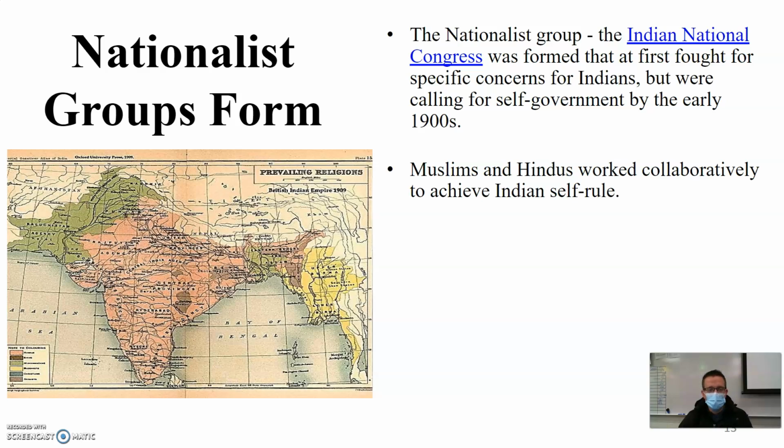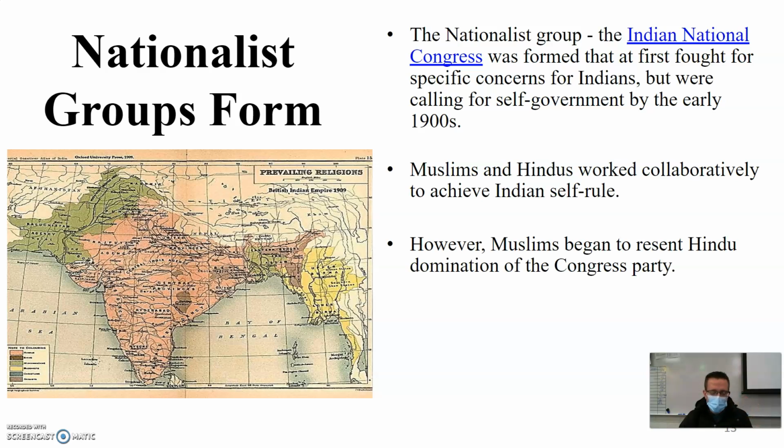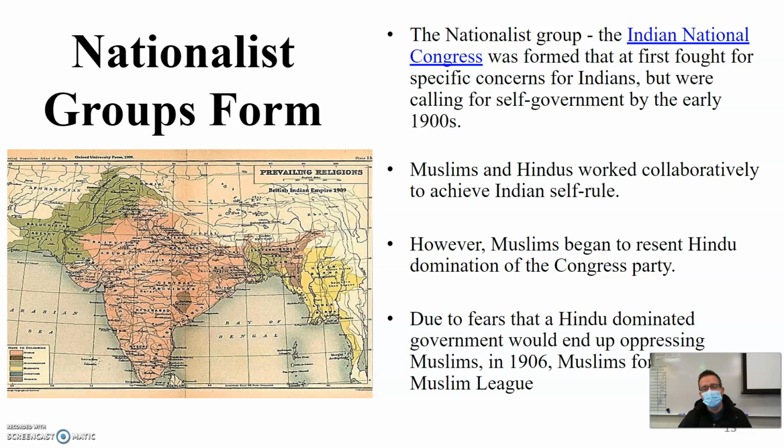All right, so this was Hindus and Muslims pushing back and uniting against the English, and it really became more about self-rule at some point. However, remember that the Mughal Empire was under Muslim control. Muslims began to resent Hindu domination in the Congress Party. There were more Hindus at this time, and more representation in this Congress. Due to fears that the Hindus would dominate this new government, they were worried that they were going to be oppressed. So in 1906, the Muslims formed the Muslim League.